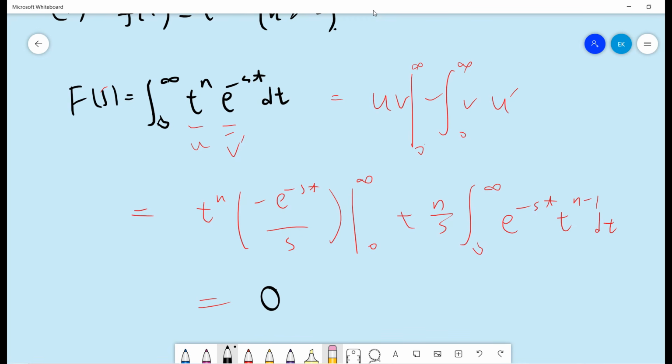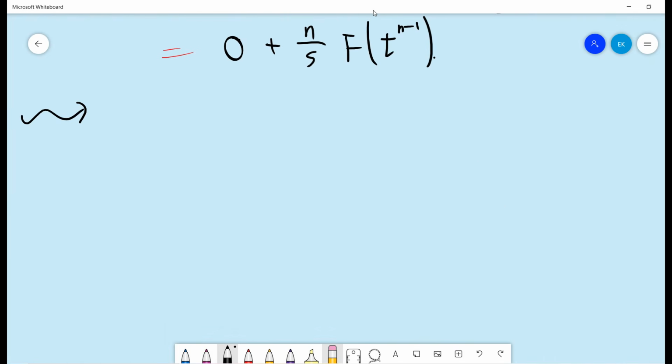Since the exponential decays much faster, so you get n over s, and then you see this is the Laplace transformation of t to the n minus 1. Yeah. So which tells you that f of s is just 1 over s times the Laplace transform of, I should write out the Laplace transform as this.